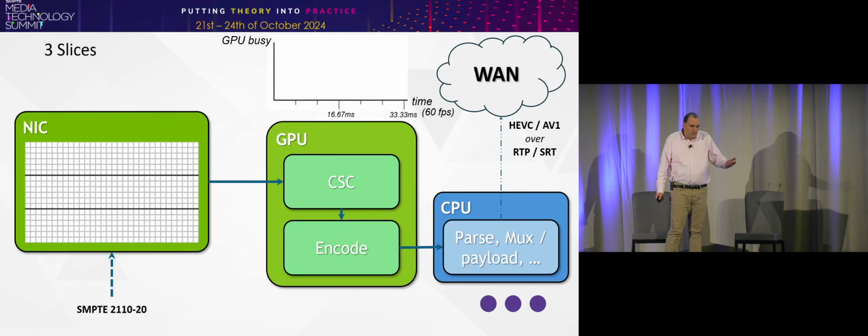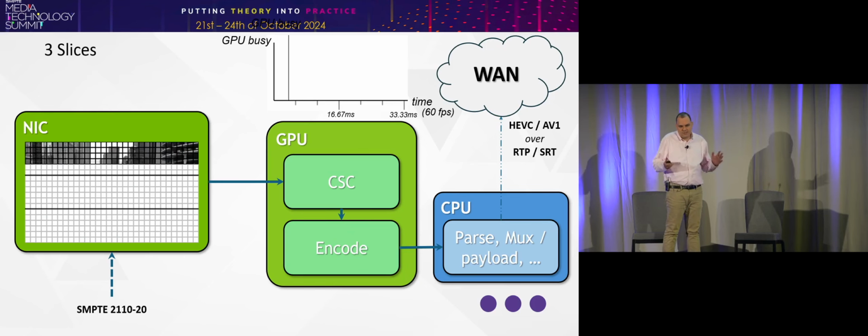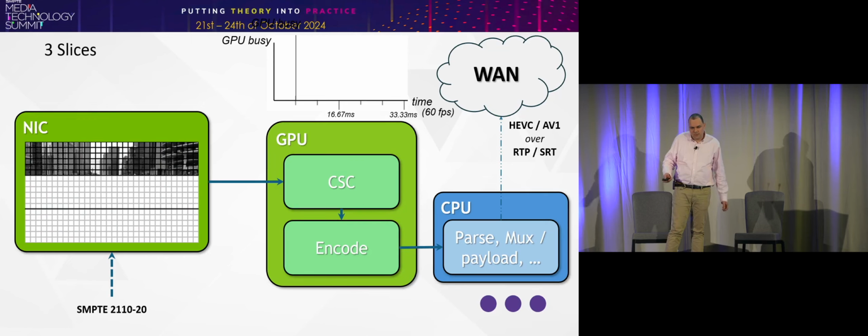Now, the same illustration, say we divide it into 3 slices. This is how it's going to look with 3 slices. The first slice comes in, and we still have to wait for the first one to come in.